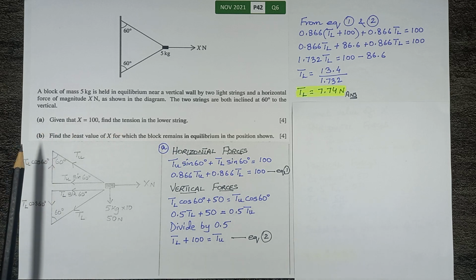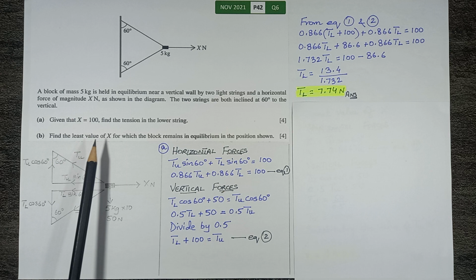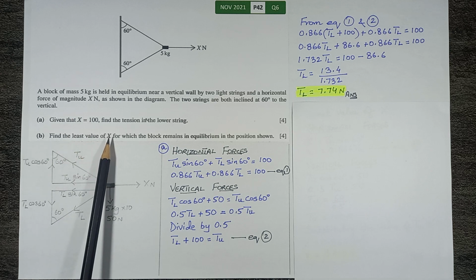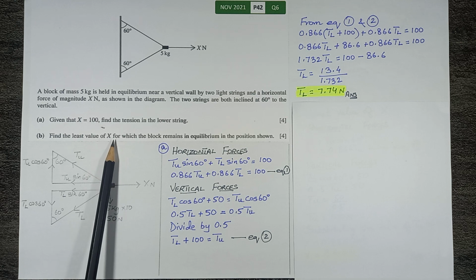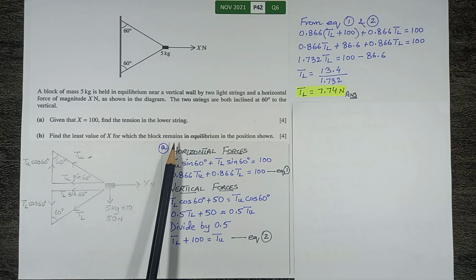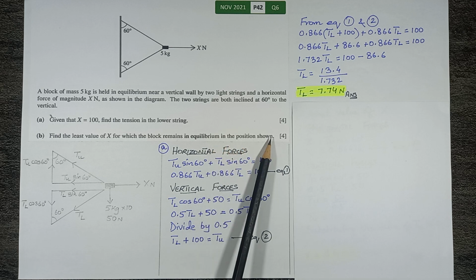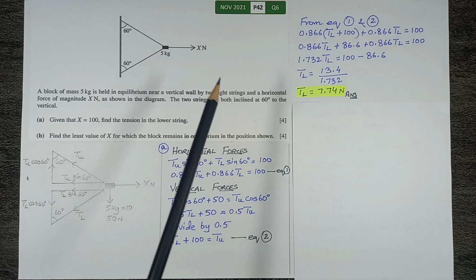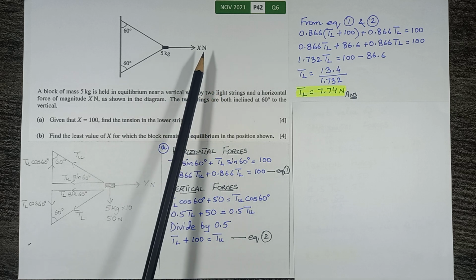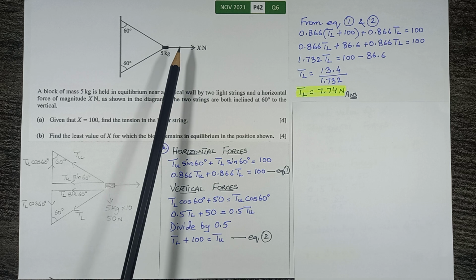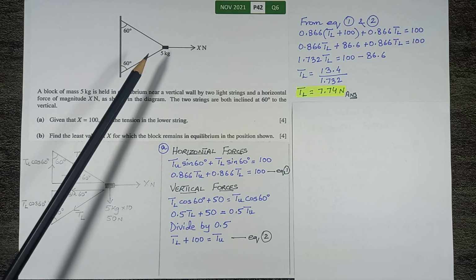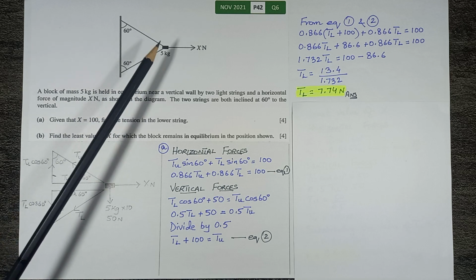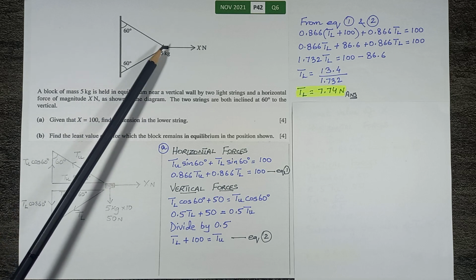In the B part, they have written that we need to find the least value of X, and the condition they have given us is that for which the block remains in equilibrium in the position. That means this X should be the minimum, that means the least, but the condition should be the same, and that should be the equilibrium condition. And for the equilibrium condition, this block should remain over here.